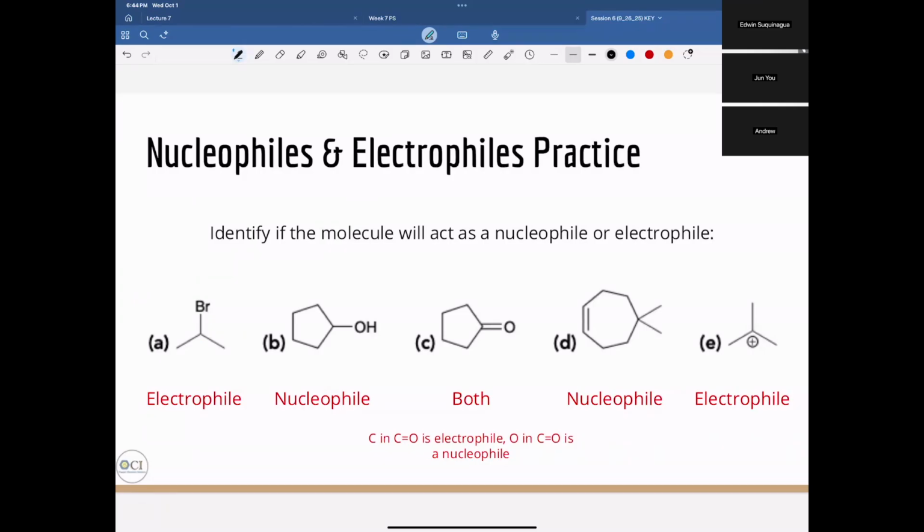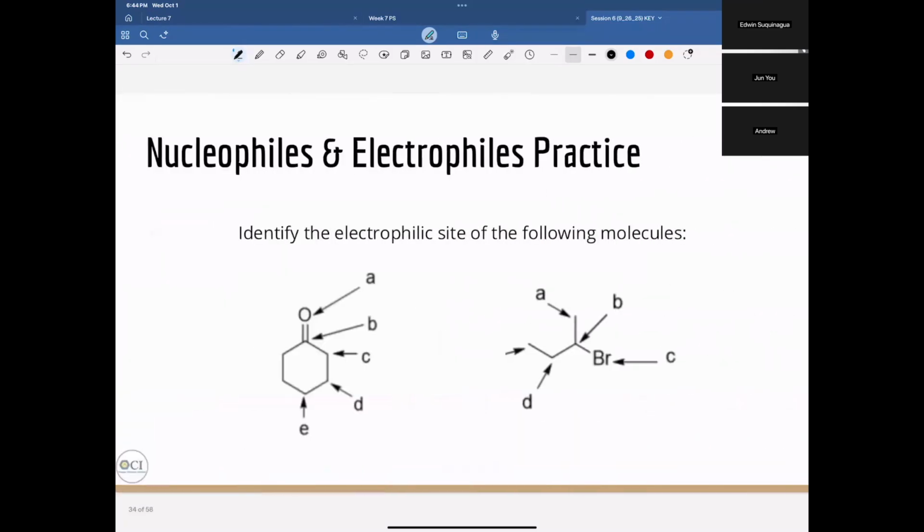Okay. The answer key. Okay. Another practice, it's asking you to identify the electrophilic sites of each molecule. We can do this one together. Which one do you guys think it is for the first one?